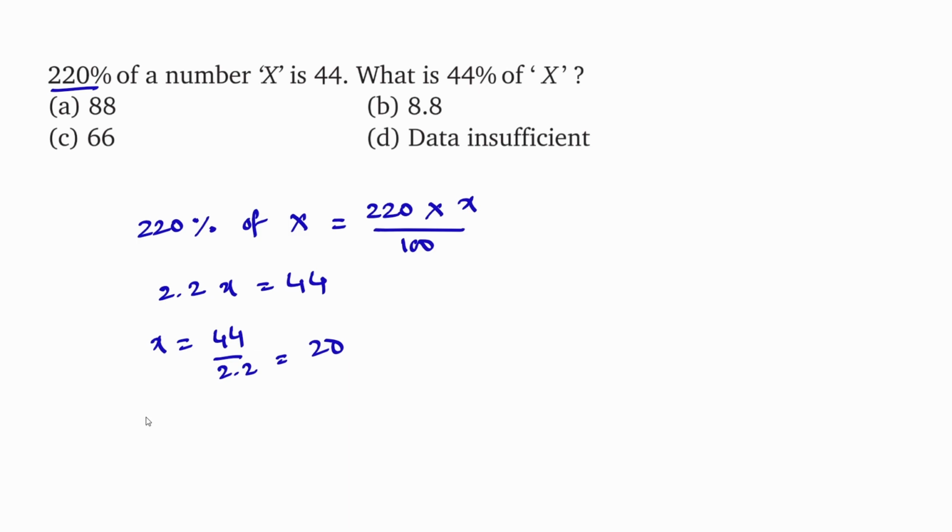So we are being asked what is 44% of x. That is 0.44 times x, equal to 20 times 0.44.